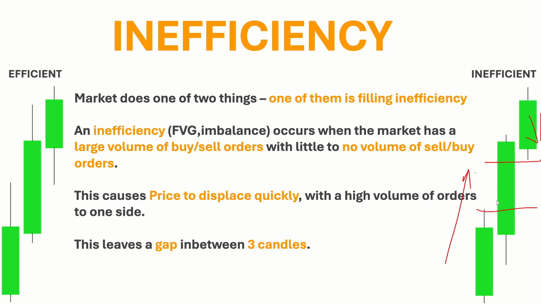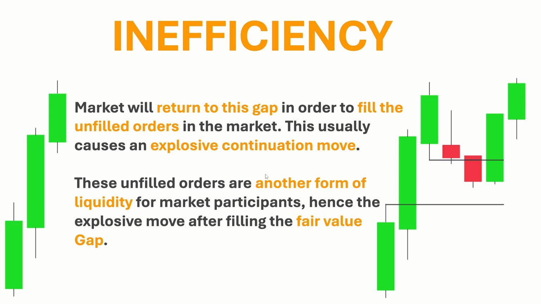So what the market will have to do is come back and return back to this zone. The market will return back to this gap in order to fill the unfilled orders in the market. What do I mean by this? Now, within our fair value gap, as I've explained, we have a lot of buying pressure. We have way more buyers in the market than there are sellers. Now, due to the lack of sellers, some of these buyers are unable to execute their positions within this gap. This leads to unfilled orders being left in this gap.